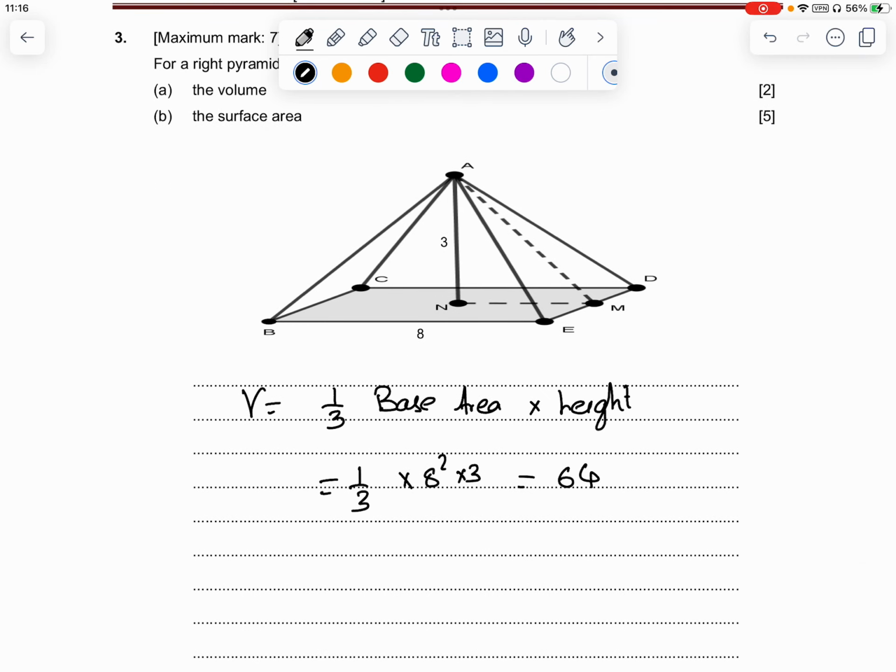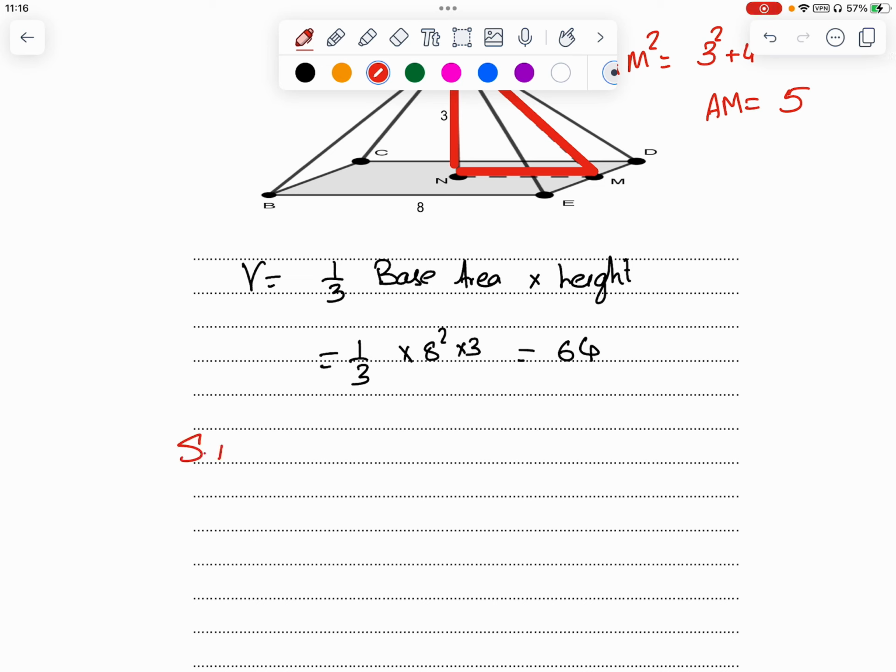The surface area. So I have to calculate the surface area over there. So what am I going to do? I am going to consider the right angle triangle over here. AMN is a right angle triangle. So hypotenuse square equals the sum of squares of the other two sides. So AM equals nothing but what? 5. So I got AM value as 5. Now the surface area, there is surface area, area of the base plus 4 times area of the triangle.